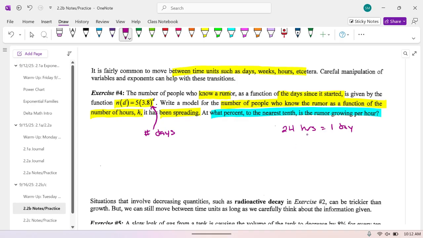So if I know the number of days, which we're going to call D, how would I figure out how many hours have passed? You would divide by 20. So guys, how many hours are in 2 days? 48. How'd you figure that out? 2 times 24. How many hours are in 3 days? 72. How'd you figure that out?